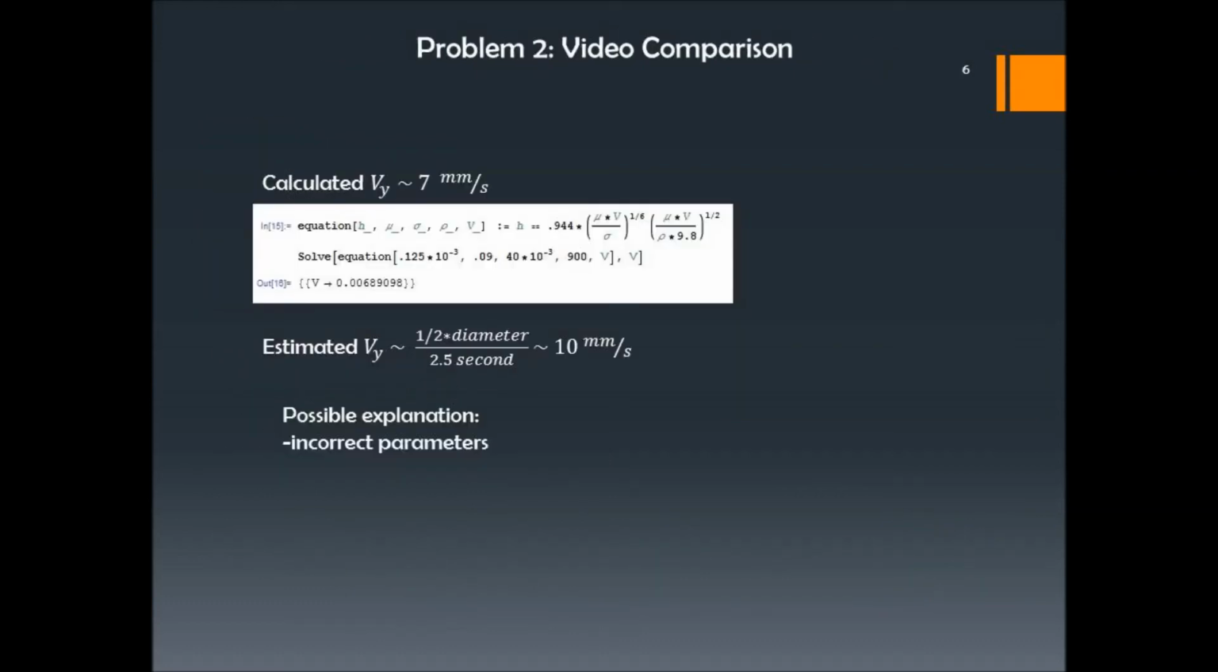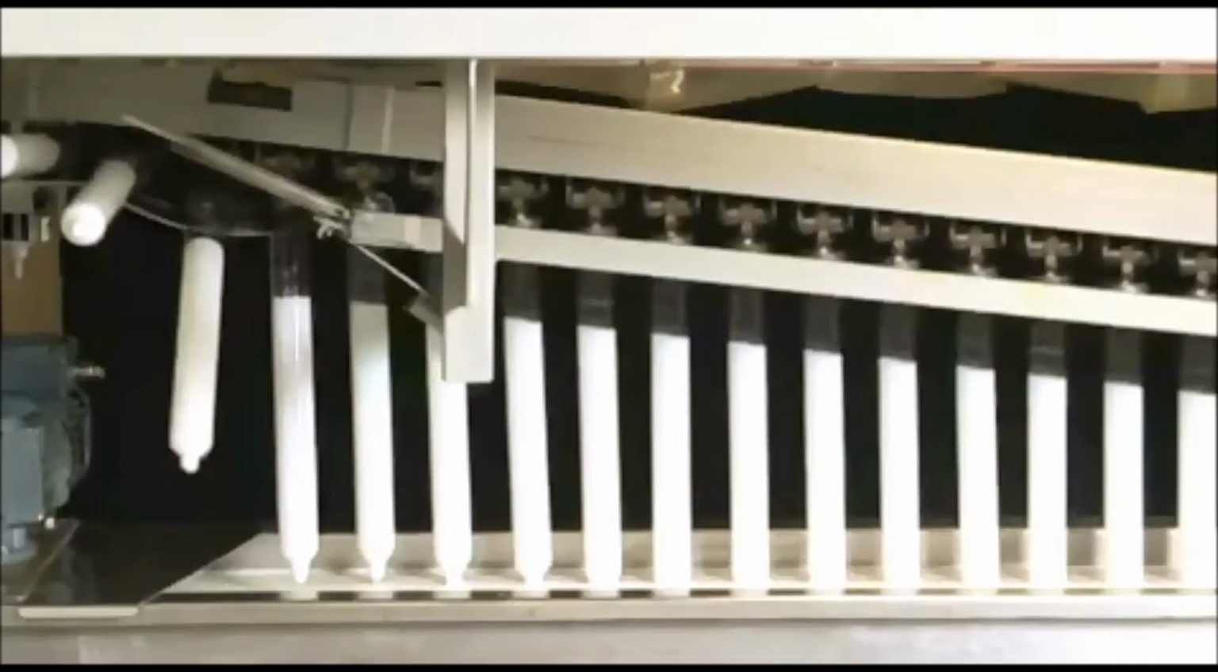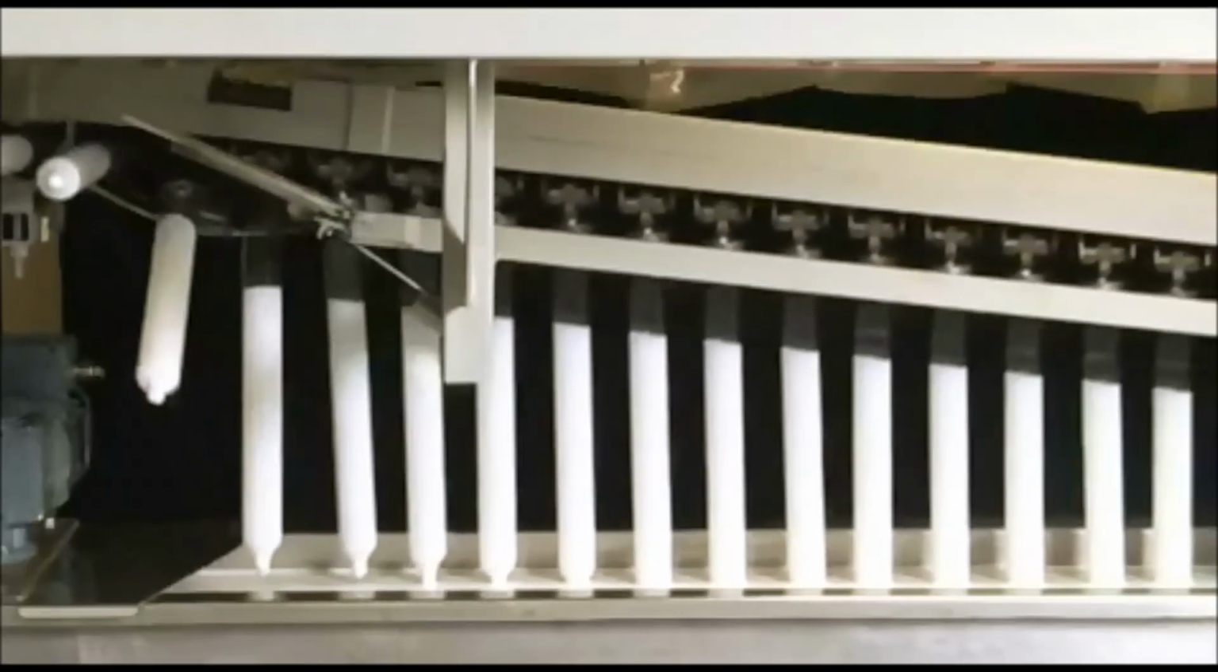Once again, I used the video as a benchmark against which to measure my estimation, and I got that it drew upward at about a velocity of half a diameter every 2.5 seconds, or about 10 millimeters per second, which is remarkably close to my estimation. But of course there's room for error based on the exact values of the material properties used in the calculation. And that's how condoms are made.